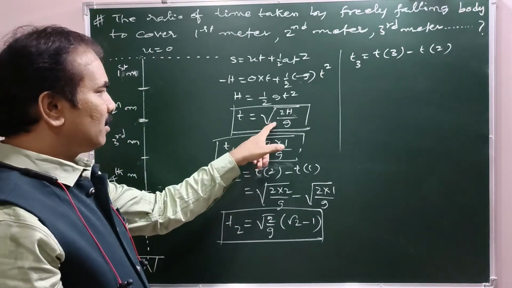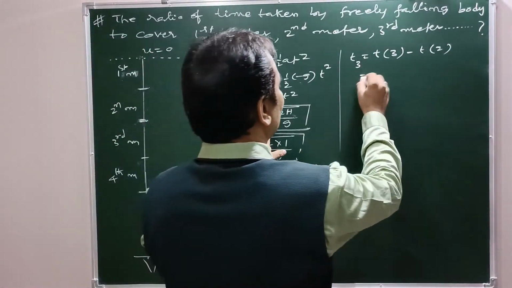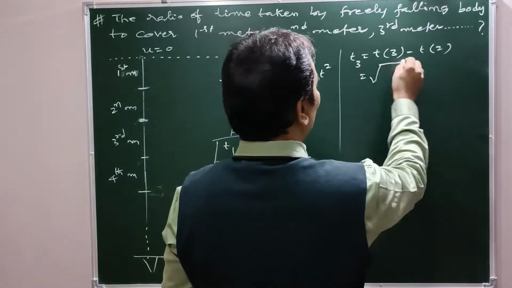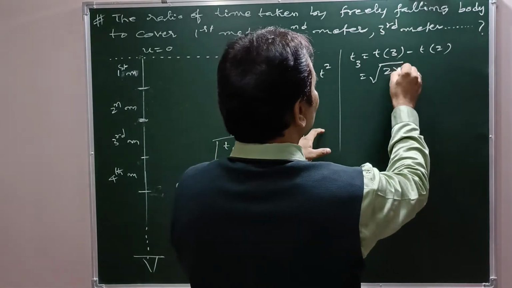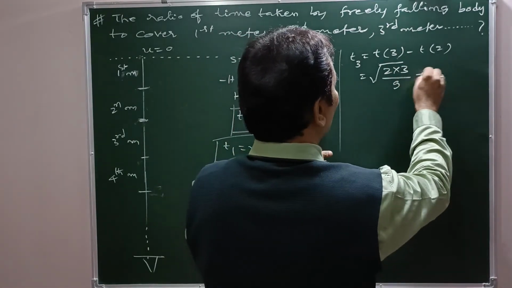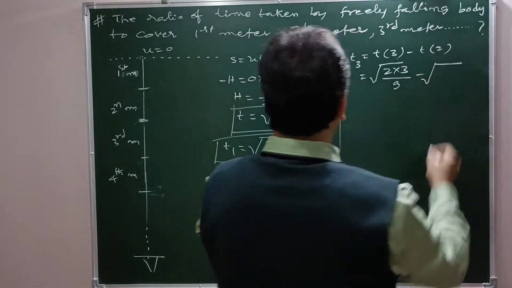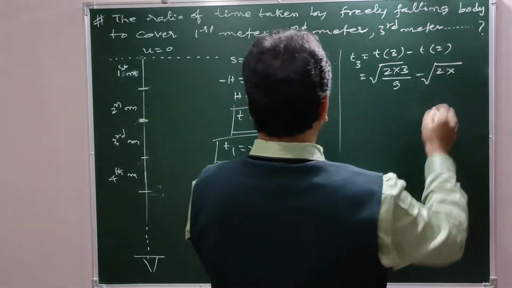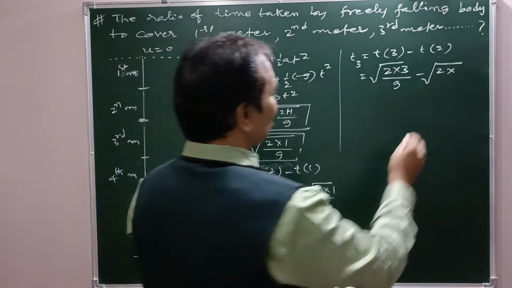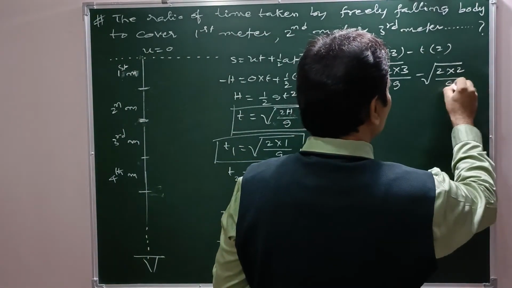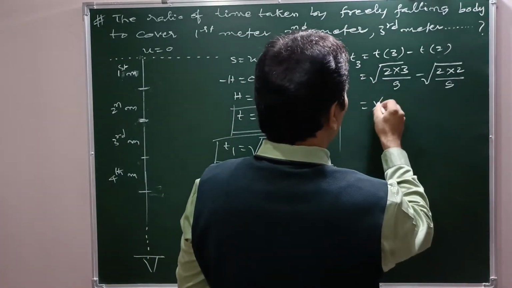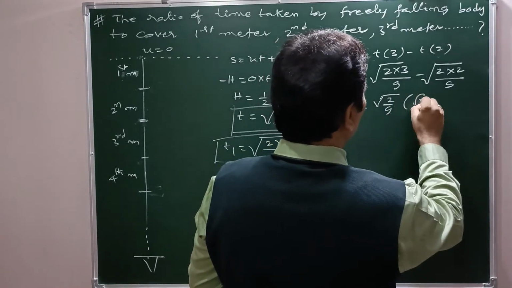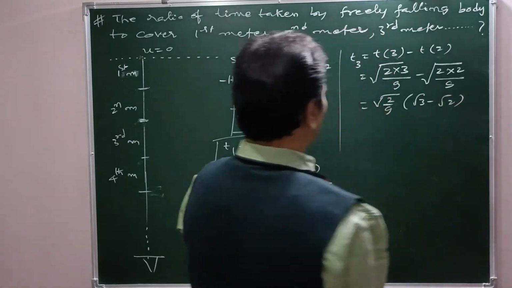Now, see, this is the formula. That is t of 3 means replace h by 3 meters. That is root over 2 into 3 by g, minus again t of 2 means replace h by 2 meters, that is root 2 into 2 by g. Again root 2 by g is common. That is root 3 minus root 2.